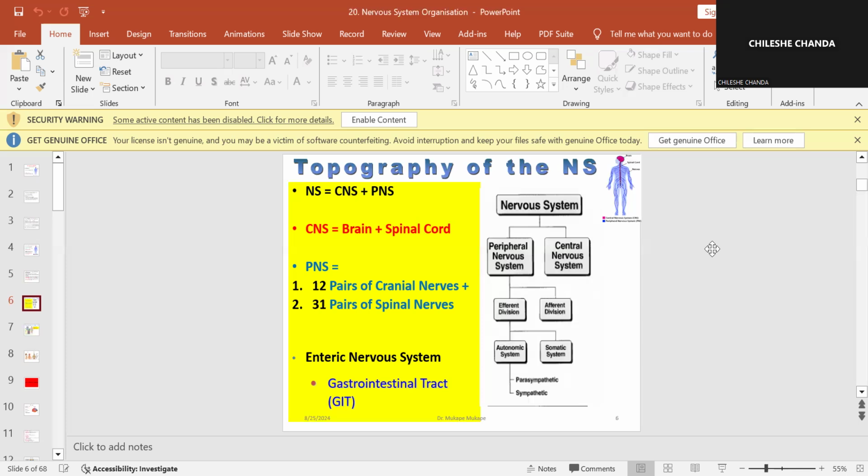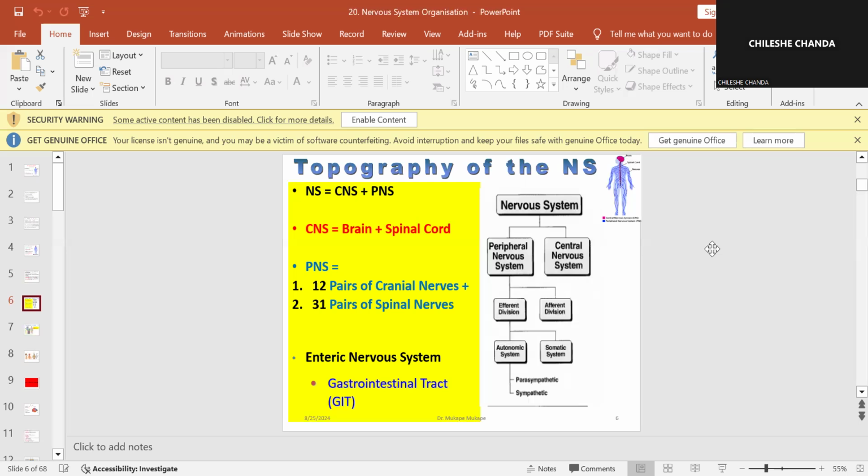And then we have the parasympathetic nervous system, which is known as the rest and digest system, which allows the body, the GIT, to work and digest mostly when you're at rest. Those are the divisions of the nervous system.